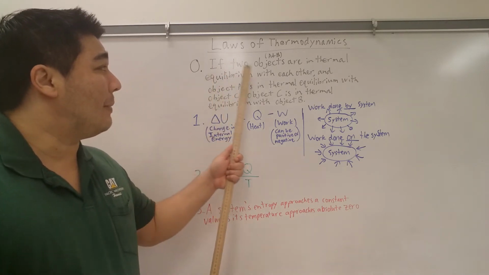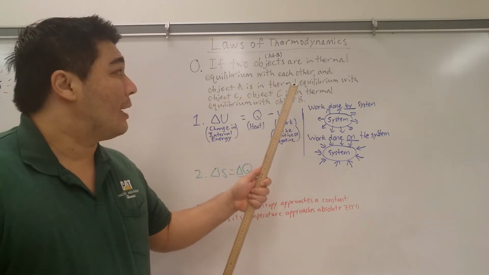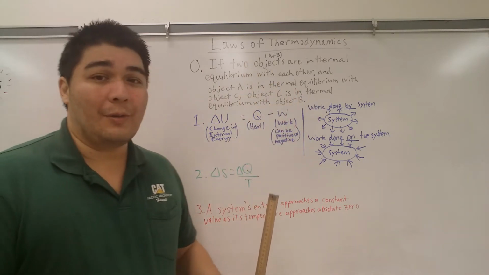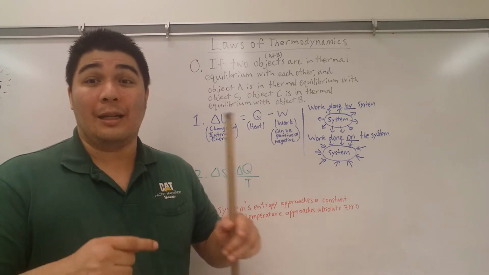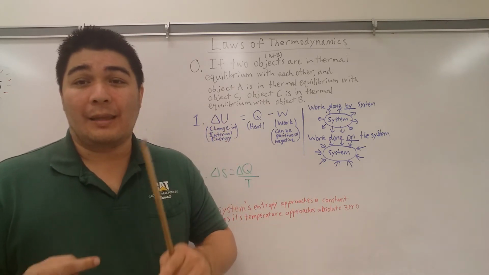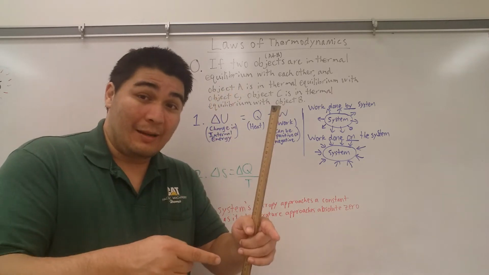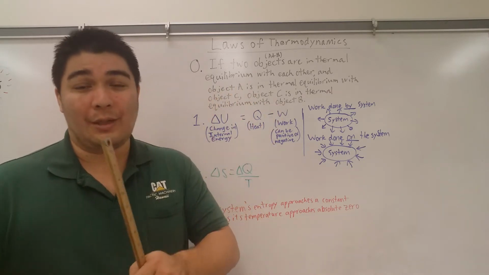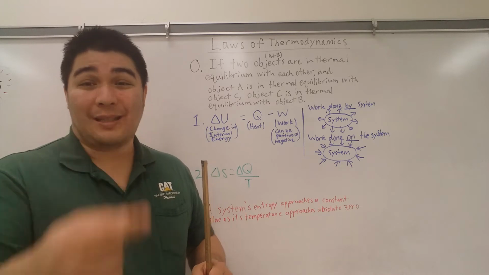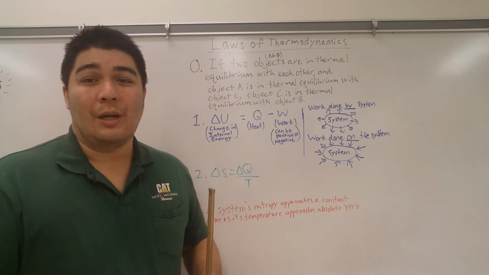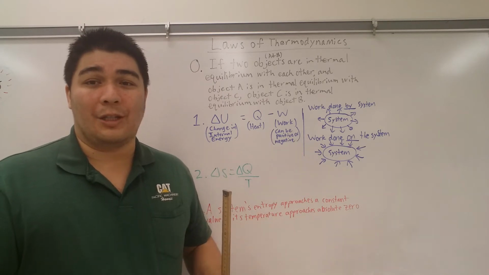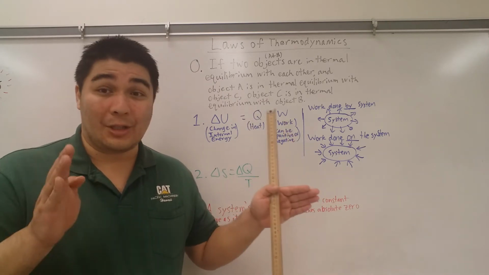If you've got 2 objects, and we'll call them A and B, that are in thermal equilibrium with each other, and object A is in thermal equilibrium with another object, object C, then object B must therefore be in thermal equilibrium with object C as well. Even though you don't have to measure them together, you would know that they are in thermal equilibrium with each other just because object A and object C are.